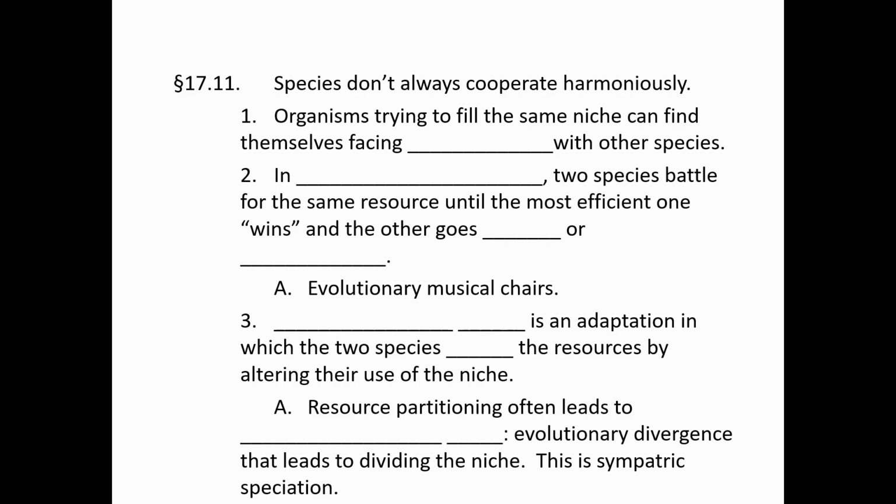Now, like I said, species don't always cooperate harmoniously like the orchid and the moth. Some organisms try to fill the same niche, in which case that is going to be competition, right? They're competing for the same resources in the same niche. And so in competitive exclusion, two species basically battle it out for the same resources until one of the two species is more efficient and wins, and the other goes extinct or has to emigrate out of the area.